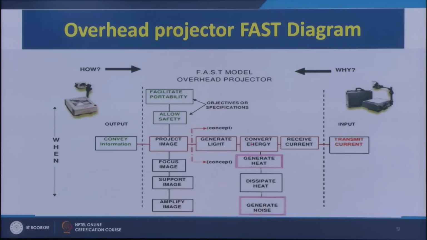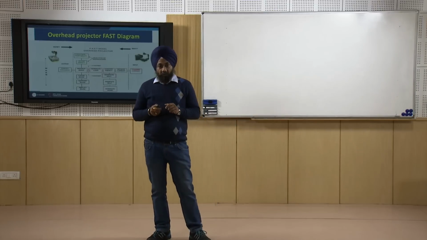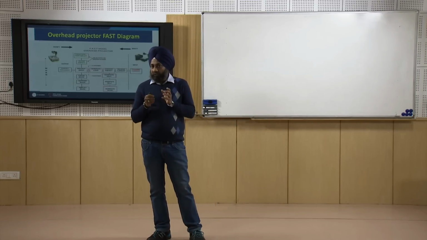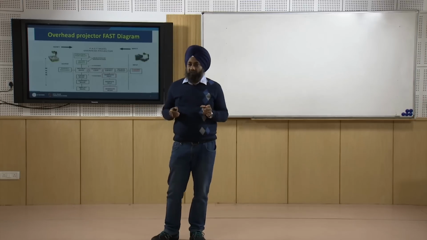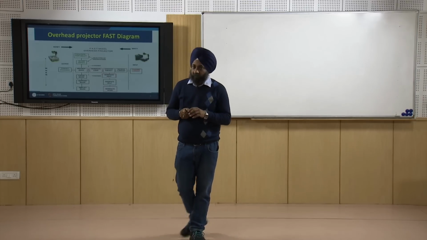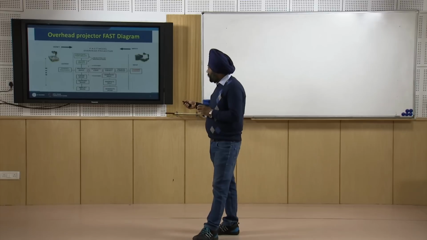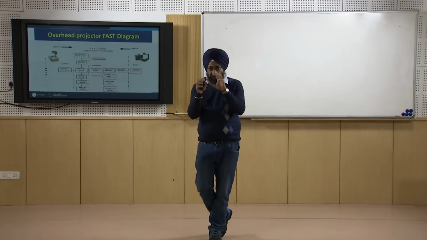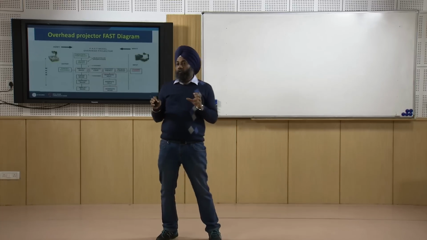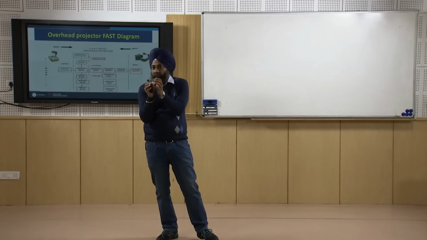So here you can see, when we convert the energy, it will generate heat. When it will generate heat, the heat needs to be dissipated, and when the heat will dissipate, maybe with the help of a fan, it will generate noise. So now you can see for yourself that we have taken a very simple example of an overhead projector that everybody uses, and used the fast diagramming approach to break down its individual components and try to understand the function of each and every component.